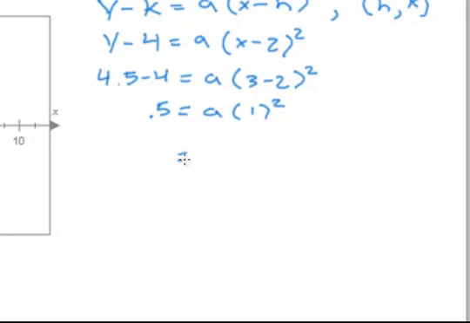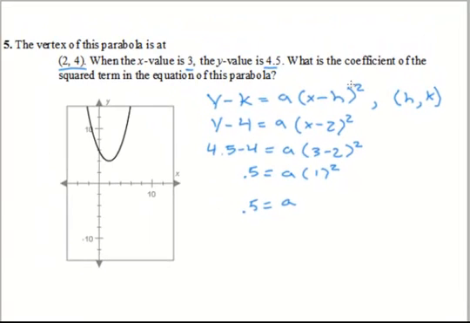So really on the right side, we're only left with a right there. And on the left side, we're left with 0.5 or a half. So our value of a for this particular quadratic would be 1/2. Okay, so I believe that's all they're asking. What is the coefficient of the squared term in the equation of this parabola?